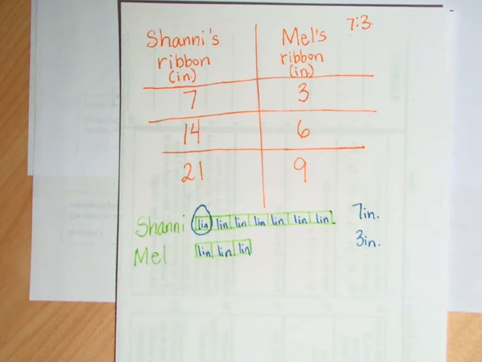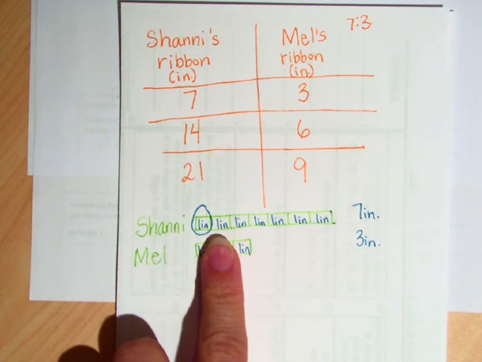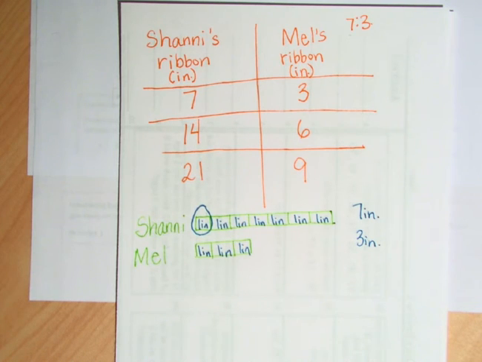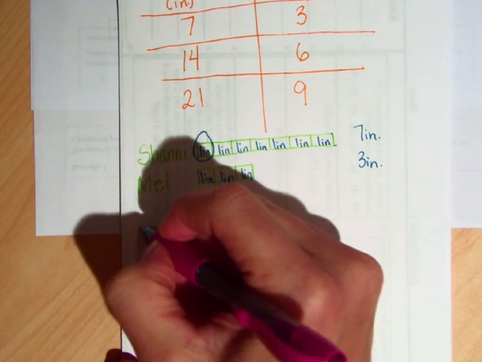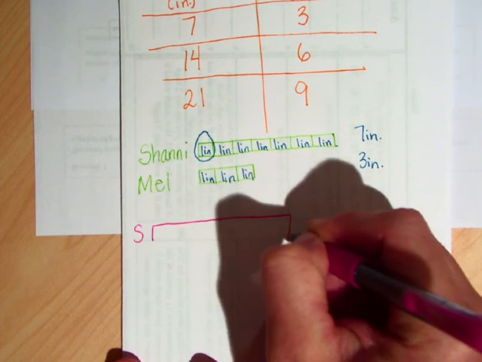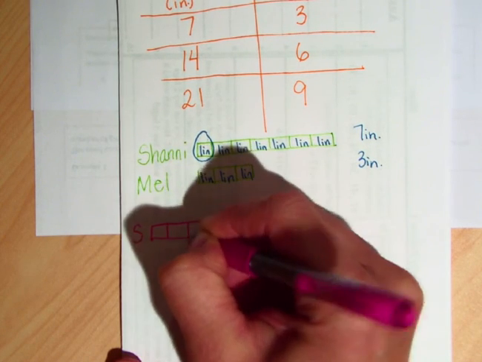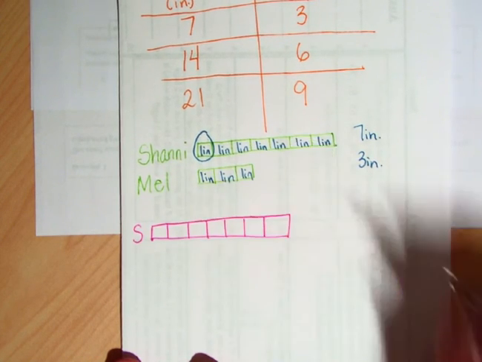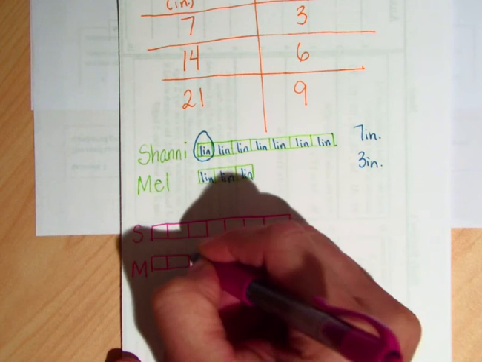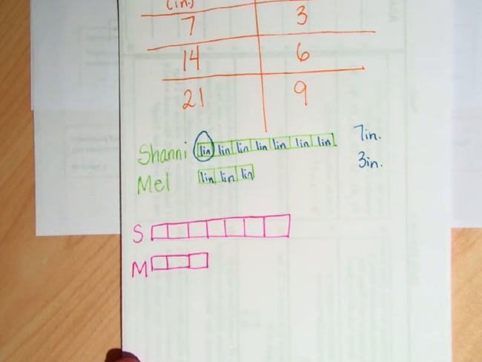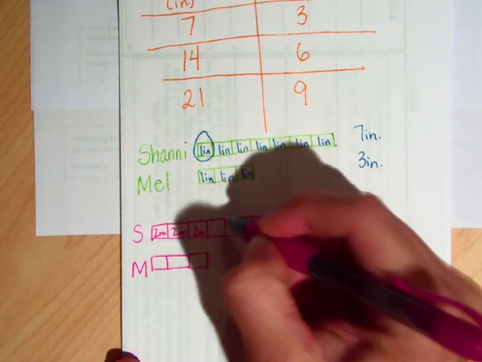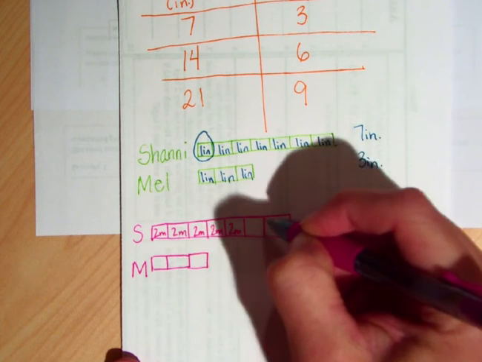Okay, what if it was 1 inch, what if each unit was 2 meters? I'm going to draw another example here. We'll put an S for Shawnee. She still has 7. Our ratio is still 7 here. 1, 2, 3, 4, 5, 6. And Mel is still 3. Oops, that was only 2. Let's add another one there. Okay, what if each unit was 2 meters instead of an inch?